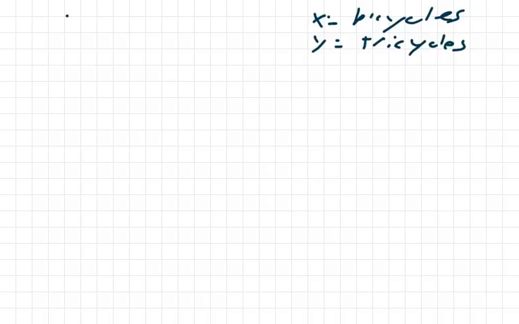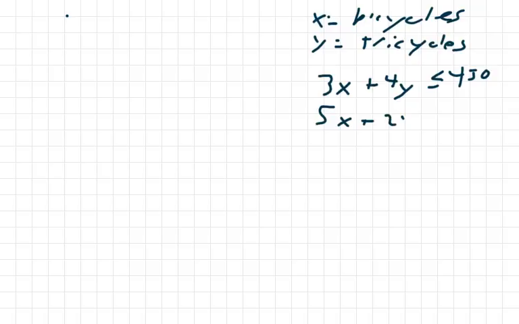So the Acme Cycle Company says machine A takes 3 hours to make a bicycle and 4 hours to make a tricycle. And so for machine A we got 3 hours to make a bicycle, 4 hours to make a tricycle. 3x plus 4y is going to be less than or equal to 450 because of machine A. And machine B has 5 hours for a bicycle and 2 hours for a tricycle, and that's less than or equal to 400.